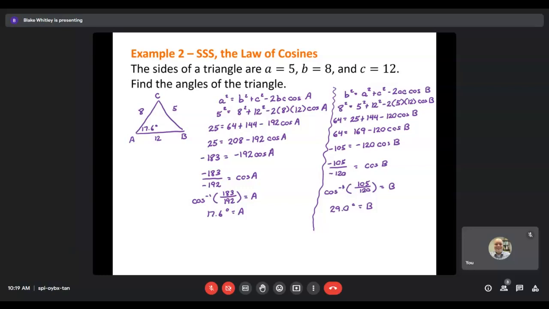Okay, so now we know angle B, 29.0. And the only thing left to find at this point is angle C. Now, you could use law of cosines one more time, but remember, once you know 2 of your angles in a triangle, now we can just subtract from 180 to find that third angle.